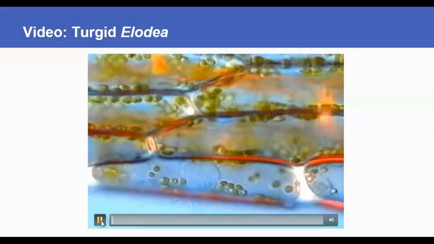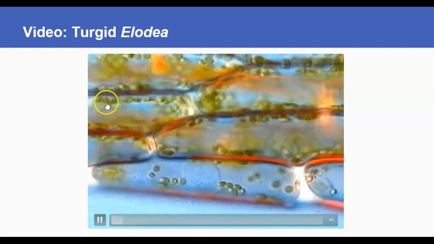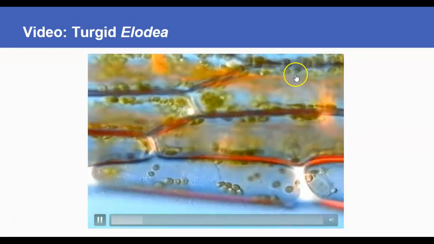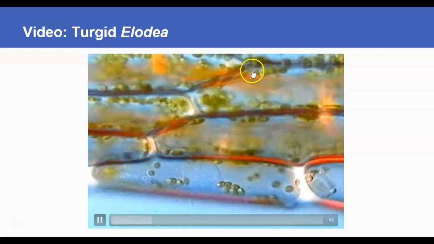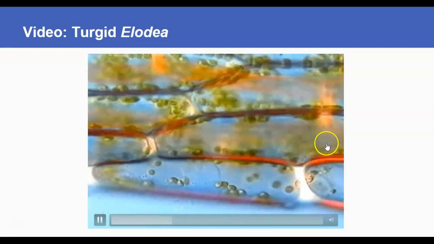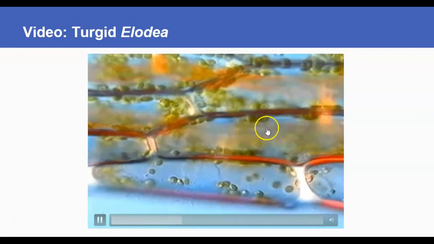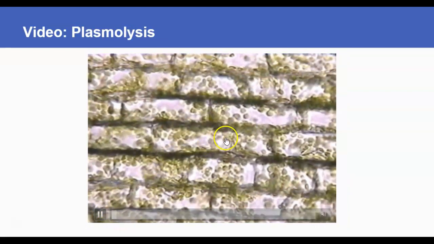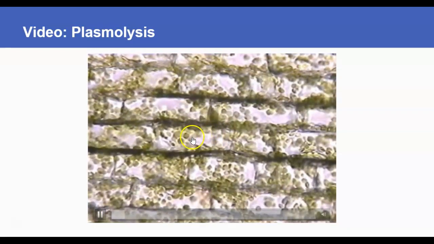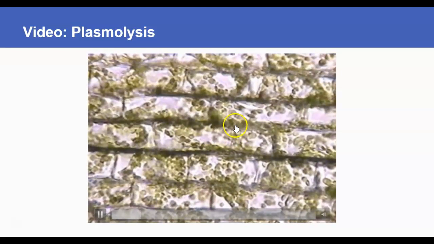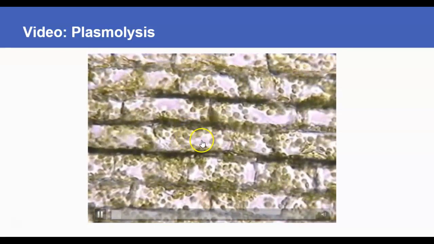So again, here we can see a nice, happy, turgid elodea leaf where that central vacuole is huge and is pushing up against that wall, and you can just see these chloroplasts moving around because most of that space is just water, and that's a happy cell. Whereas, I'll actually play this, you can see that central vacuole shrinking, and you can see the plasma membrane coming in on itself here. And why? Because all the water is leaving.